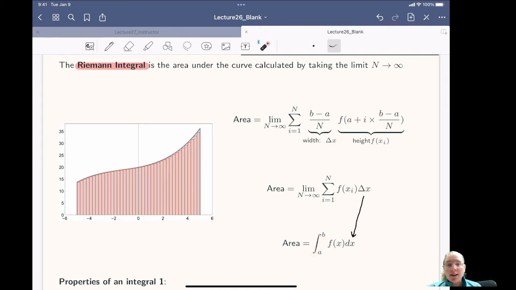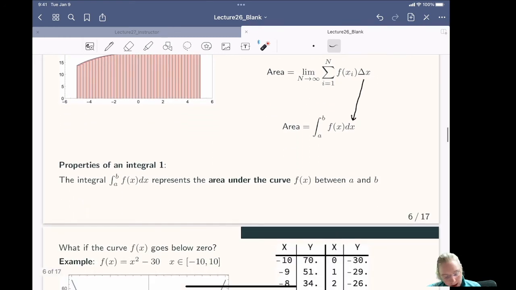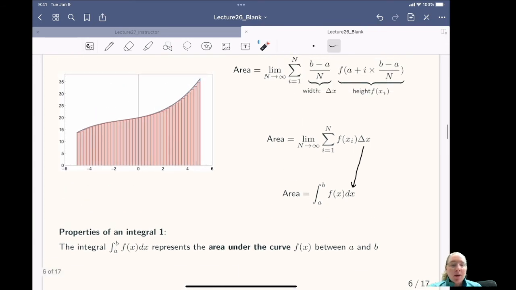All right, this gives us the idea of some properties of integrals, and the first one is that this integral of f of x dx between the point a and the point b represents the area under the curve. Remember that the Riemann sum is an approximation to the area under the curve, but if we let that approximation get infinitely good, then the integral is the exact area under the curve between a and b.